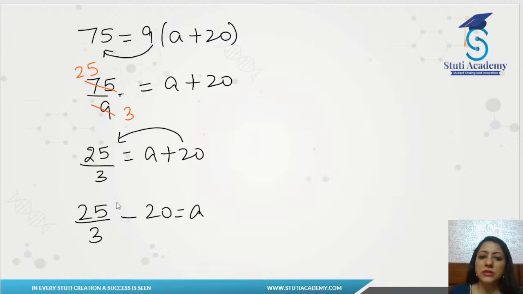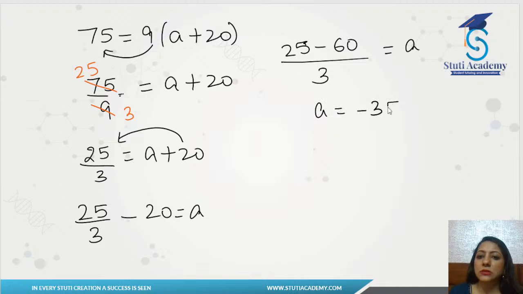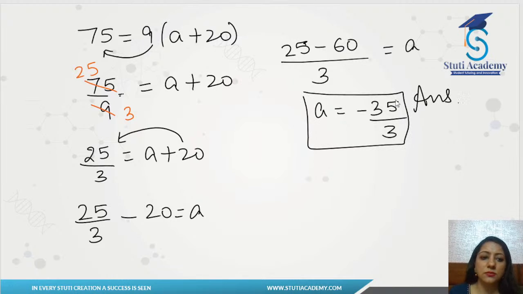And then we can take the LCM here. If we take the LCM, we'll get 3 here and we'll get 20 minus how much? Let's see, 25. This is 25 minus 60. That's equal to A. So A here would be minus 35 upon 3. 25 minus 60 will become minus 35 upon 3. And that is the answer. So that is what we were asked to solve. We were asked to solve for A, that we've got minus 35 upon 3.